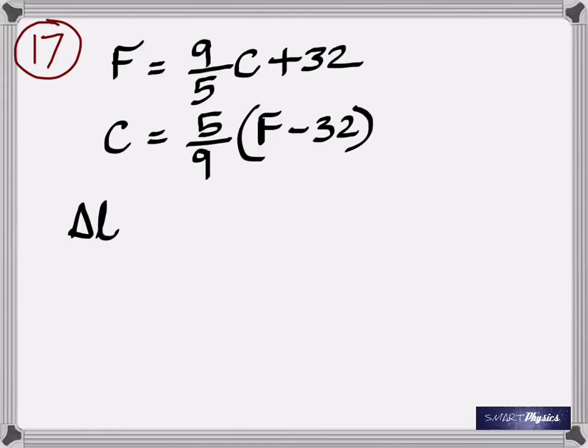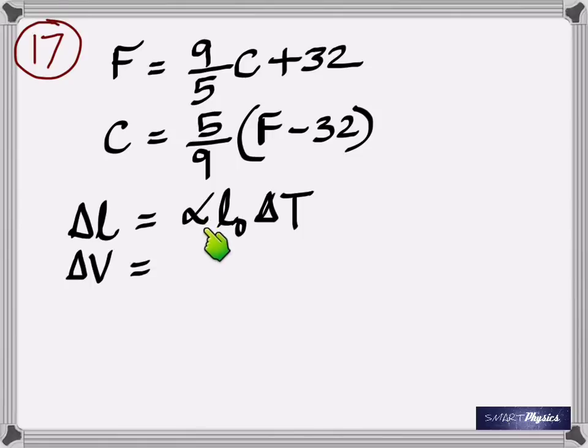Expansion. What's the formula for expansion? Change in length is this. Alpha is a constant called linear expansion or linear expansivity. Original length, change in temperature. Change in volume, same kind of formula. But does anybody remember the relation between alpha and beta? Yeah, beta is 3 times alpha. Cubical expansivity is 3 times linear expansivity. So keep that in mind.